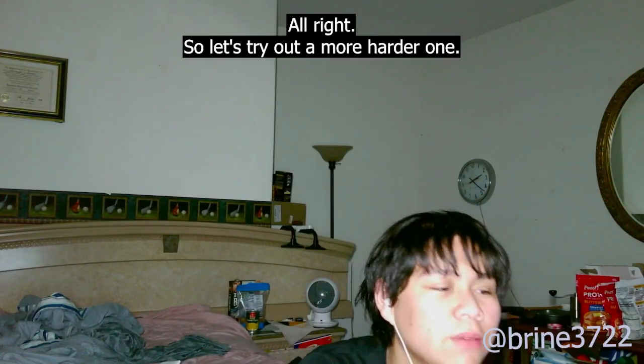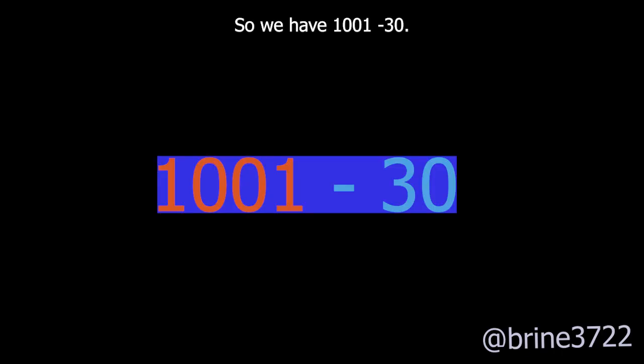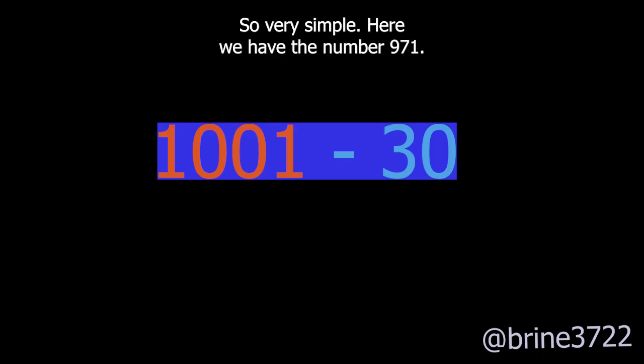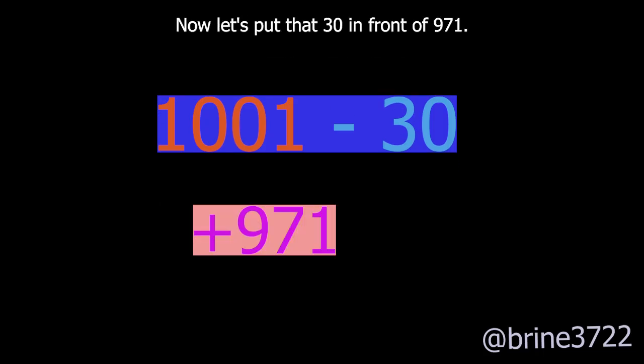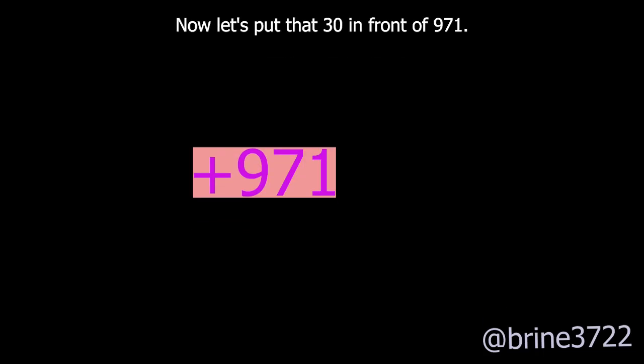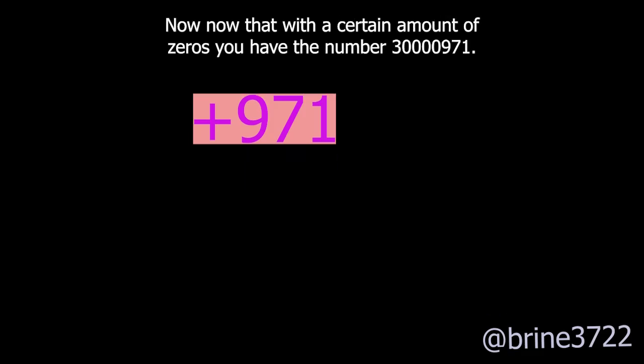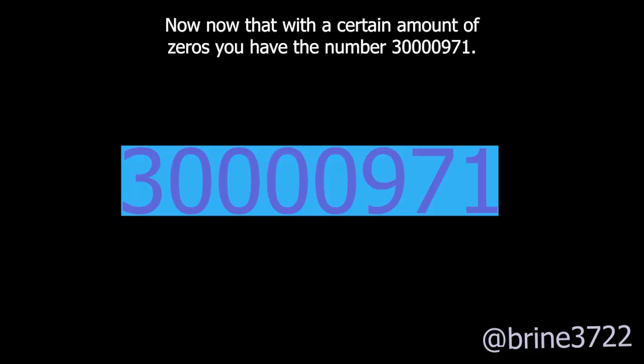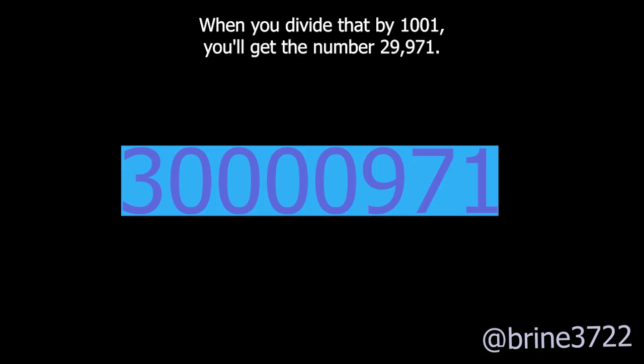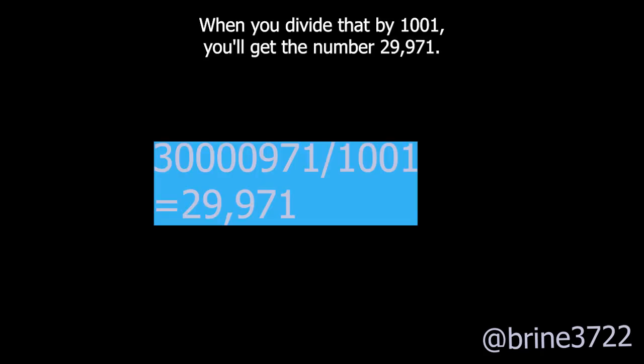So let's try out a smarter one. We have 1001 minus 30. Very simple, y'all. We have the number 971. Now let's put that 30 in front of 971 with a certain amount of zeros, and you have the number 30,000,971. When you divide that by 1001, you'll get the number 29,971.